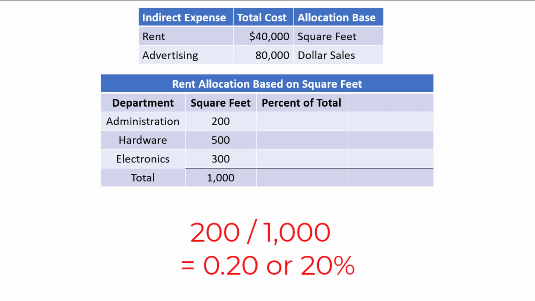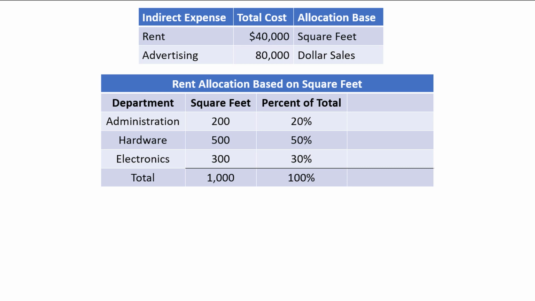200 for administration divided by 1,000 equals 0.2 or 20%. 500 divided by 1,000 for hardware is 0.5 or 50%. And 300 divided by 1,000 equals 0.3 or 30%. Of course, the percentages add up to 100%. Next, we can multiply each percentage by the total rent expense, which is $40,000, to get the allocated cost.